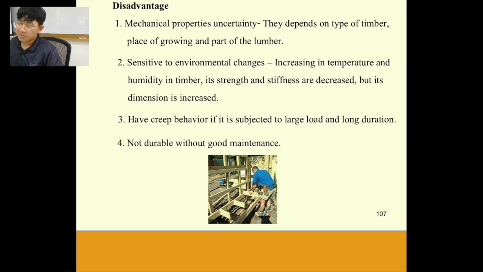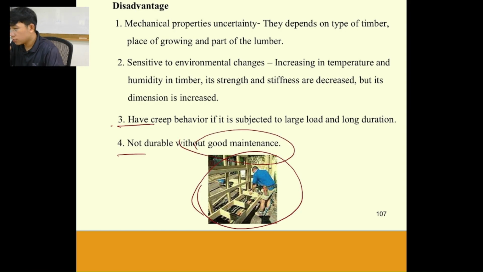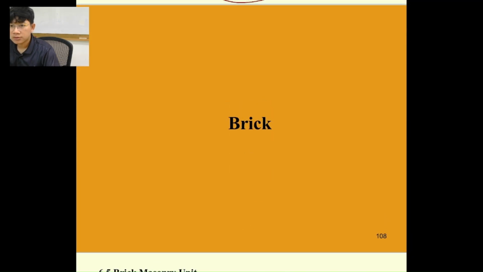So that's why timber is not really that usually used. But for commercial timber, the properties can be controlled. So that's why in America they use a lot of commercial timber to construct their houses, okay, rather than concrete. And then we have creep behavior over a long time, and it's also not durable without good maintenance. So you need to maintain it properly, maybe yearly. If you see some defects, you need to fix them really quickly. For example, if there are termites eating your wood, you need to be careful of it, right? So next one is going to be brick.